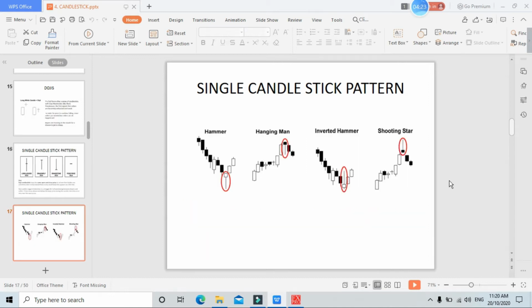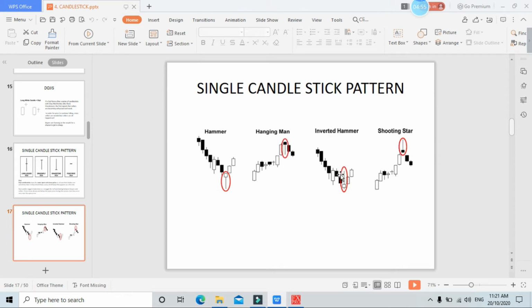This is a single candlestick pattern: hammer, hanging man, inverted hammer, shooting star. You need to learn to read the pattern. Like this one, the shadow is quite long, at least 2 or 3 times the body. This is called a hammer. This normally happens in a downtrend. So we're going down and you see a hammer. But the same thing in an uptrend, we will call a hanging man, and the color is different.